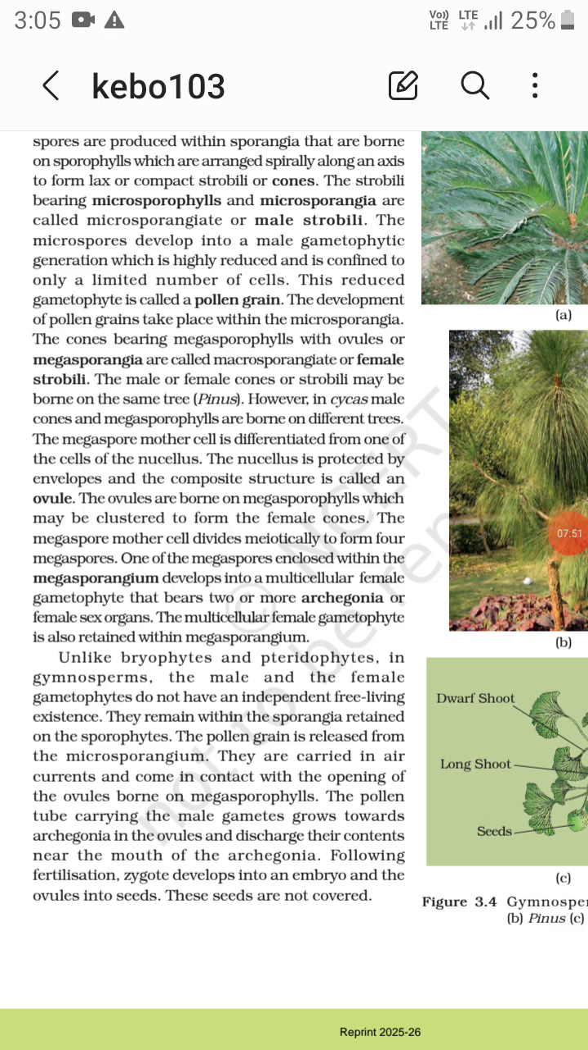The male or female cones or strobila may be borne on the same tree. If they are borne on the same tree, then the tree is monoecious. However, in cycas, male cones and megasporophylls are borne on different trees.